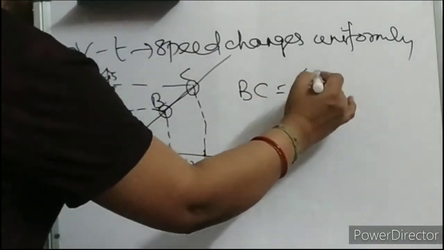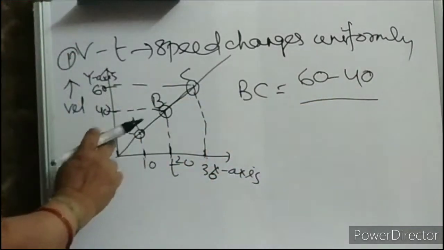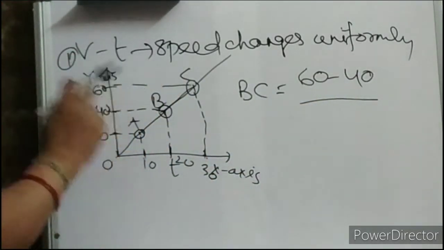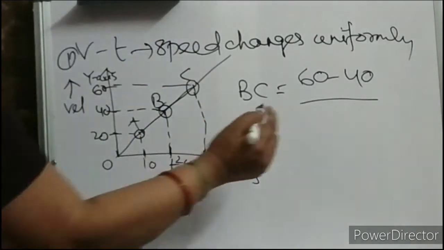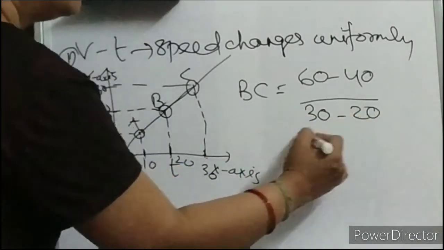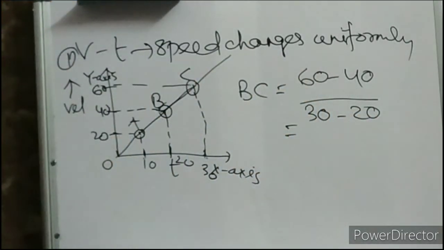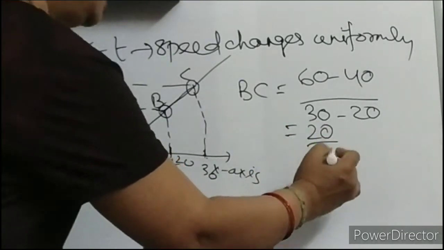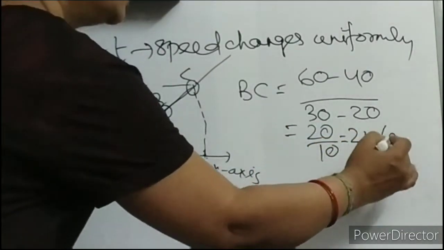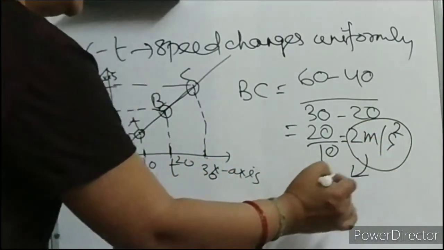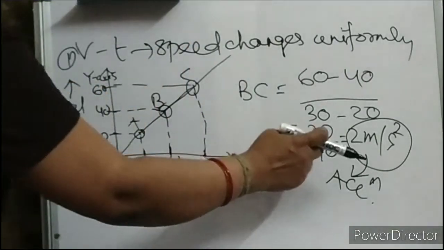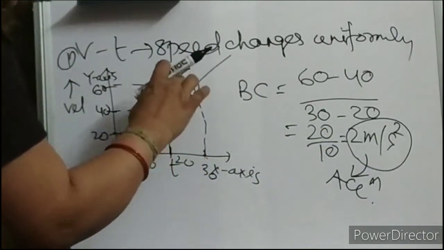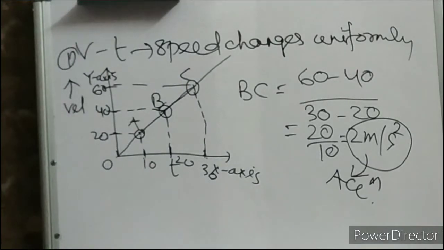Change in speed is 60 minus 40, or you can say change in velocity. And what is the change in time? 30 and 20. So how much is it? It is 20 by 10. That means 2 meter per second square children. What is this meter per second square? It is acceleration only. This is meter per second velocity divided by second time. That means the slope of VT graph gives you the acceleration children.